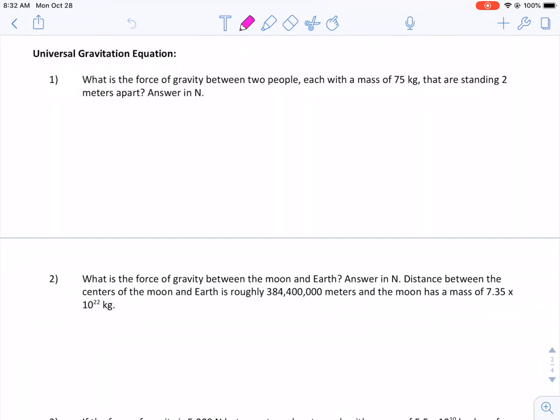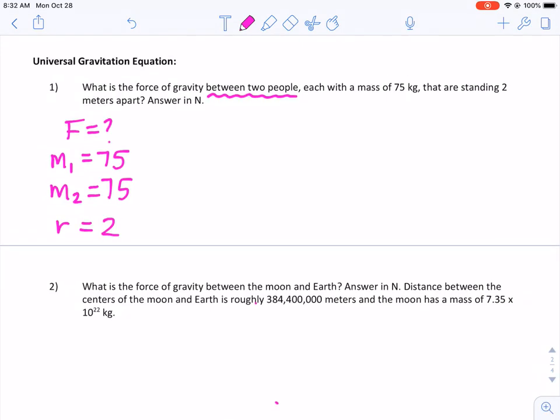So what is the force of gravity? Solving for force between two people. So remember, any object with mass can have gravity. It doesn't just have to be a planet. Each with a mass of 75. So mass of one object is 75. Mass of the second object is also 75. That are standing 2 meters apart. Distance between their centers, 2 meters.